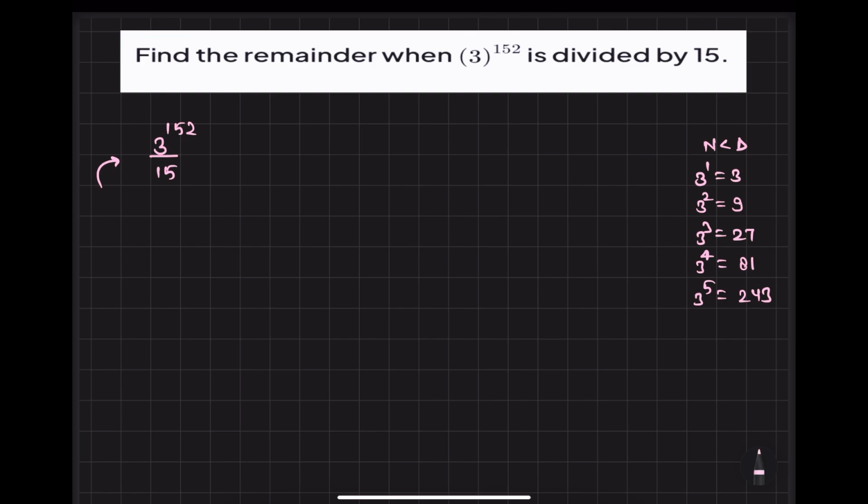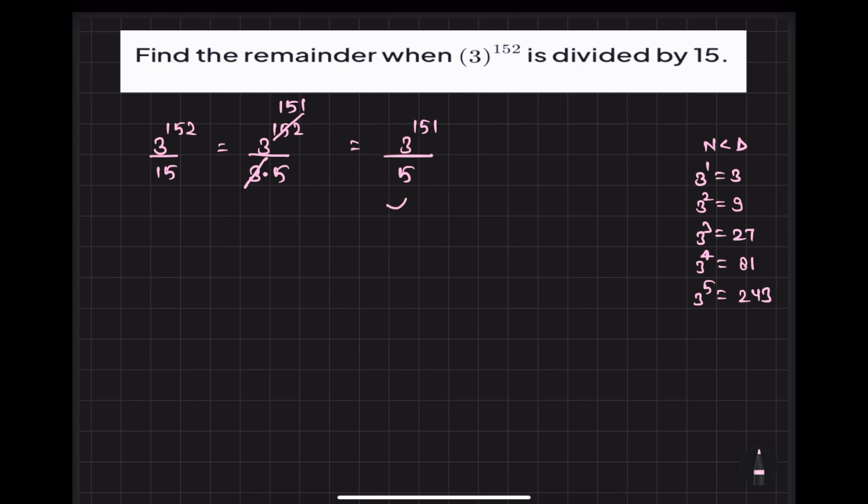Now look at this. Can I write this as 3 power 152 by 3 into 5? So one 3 will get cancelled, and we will be left with 3 power 151 divided by 5. Now what I am suggesting is, you should be comfortable with both methods, Fermat's Little Theorem as well as the traditional method.